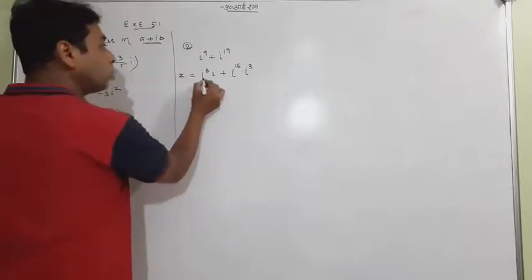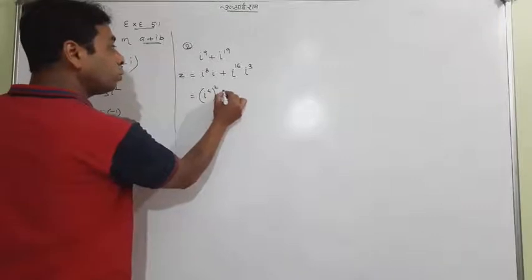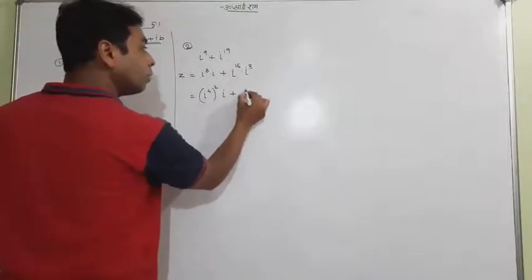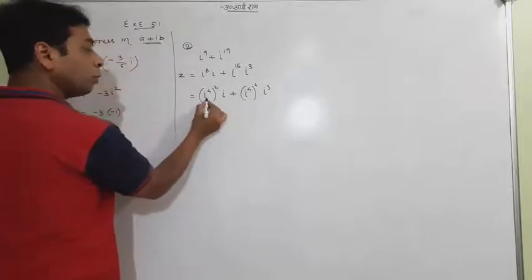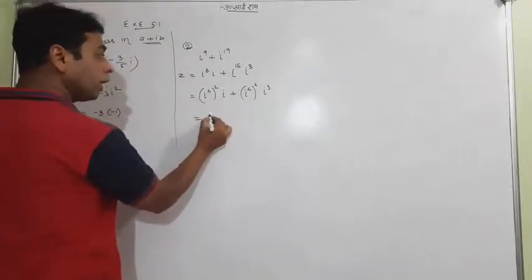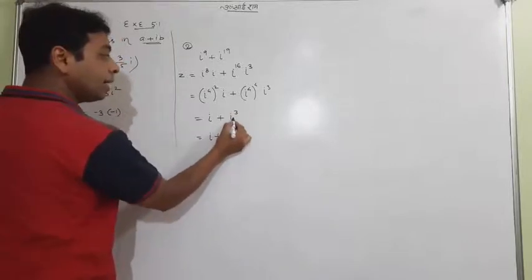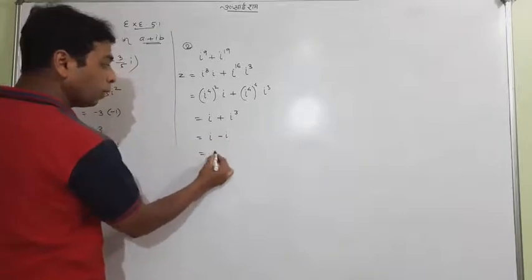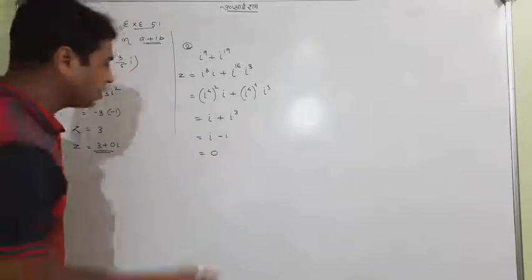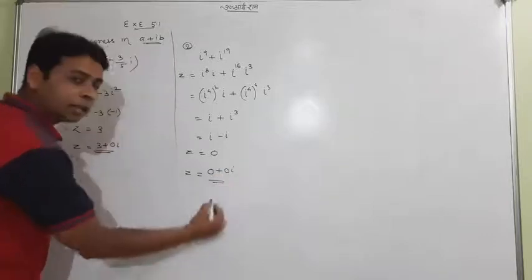So for 8, I will write i to the power 4 to the power 2 into i, and i to the power 16 will be i to the power 4 to the power 4 into i cube. So 1 to the power 2 is 1, so only i is remaining, and here only i cube is remaining. And students, i to the power 3, I taught you yesterday, is minus i, so both will cancel, and the answer is 0. And how to write 0 in complex number form? 0 plus 0i, that's the answer.